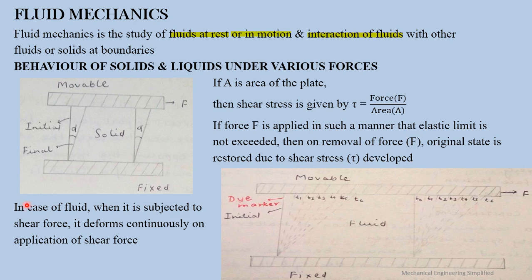But in case of fluid, it is not like this. In case of fluid, this is a movable plate, this is a fixed plate, and again there is applied force F, but now in between these two plates there is fluid. When we apply this force, then these plates continuously move, which means the fluid deforms continuously on the application of shear force. This happens in the case of fluid, but in the case of solids, when the elastic limit is not exceeded, then on the removal of force, original state is restored due to shear stress.